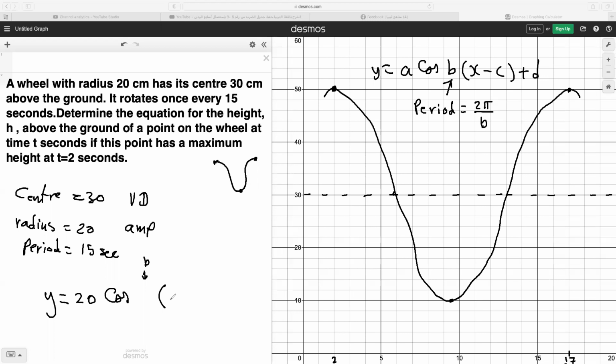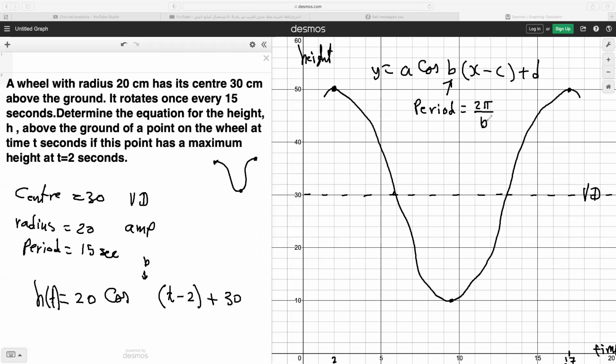Now, since this is about height and time, let's just plug in. This is my height right here, and the x-axis is time. So h of t basically equals 20 cos of b times, since your graph has shifted 2 to the right, you should write t minus 2 here, because that's shifting to the right 2. And then plus the vertical displacement. This is the center line right here, and it's 30.